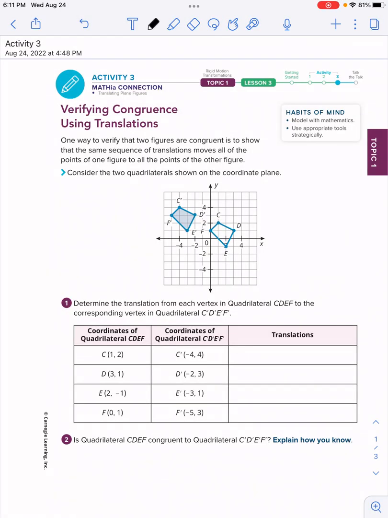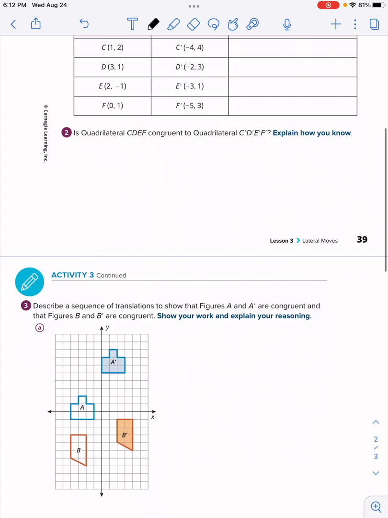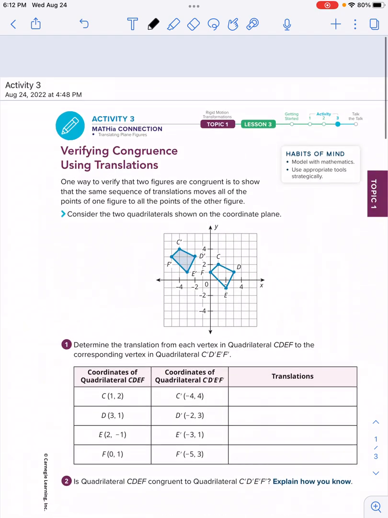Hello, we're on activity 3. We completed activity 1 and 2 yesterday. We are on pages 39, 40, and 41. We're going to complete this, and then later on in the class, you're going to be working on the assignment associated with this lesson. But we'll talk about that later.